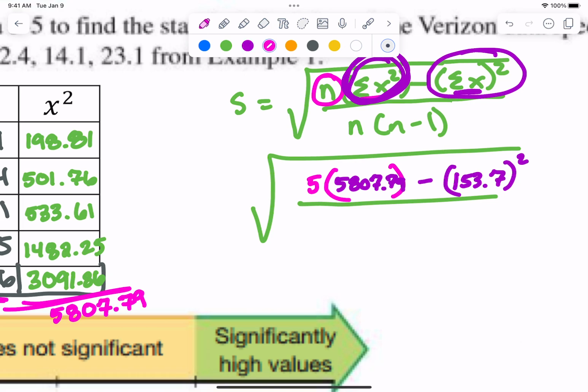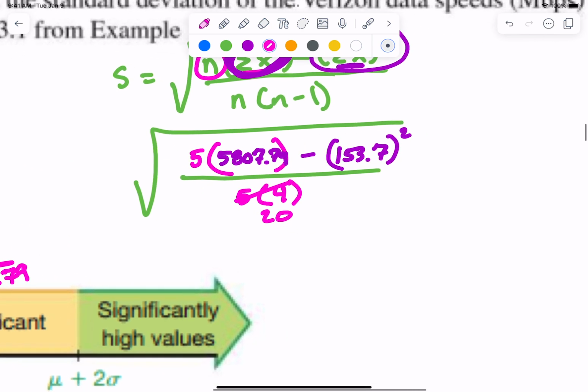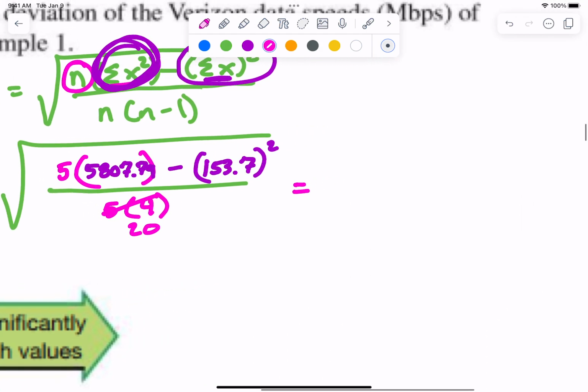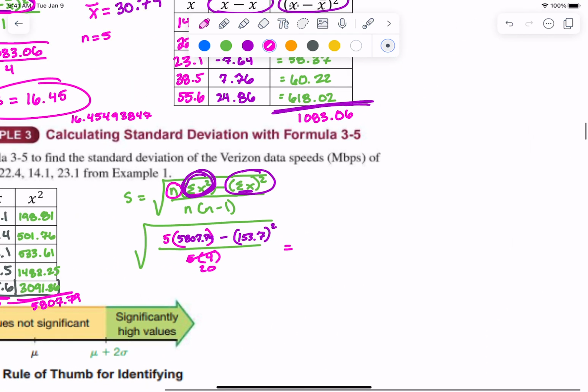And then the bottom one is 5 times what? 4. So we're dividing by 20. If you want to do this in parts, you can. So 5 times that number minus that number squared all over 20. Take the square root. You should get something close to 16.45. Let's see if what it rounds to is what we're getting here. It does.